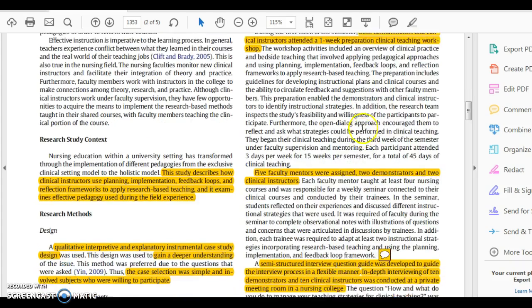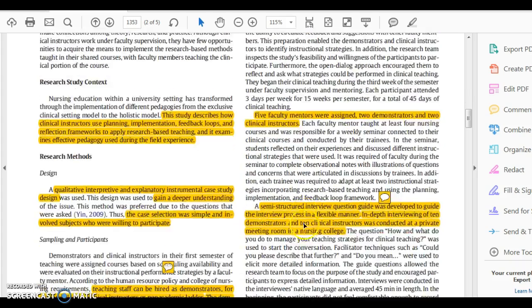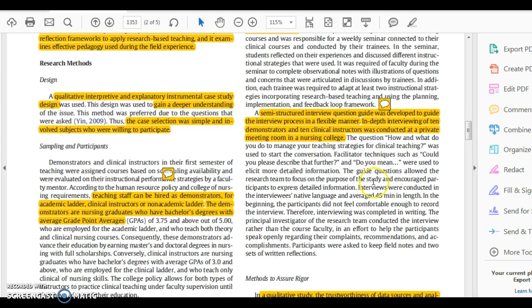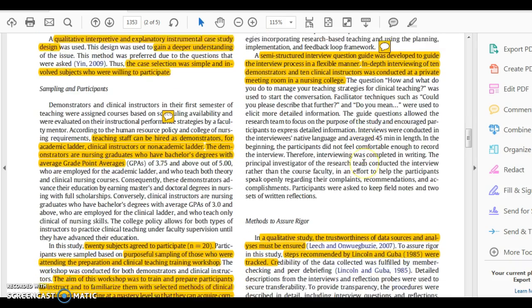Let me see here. They talk a little bit about the mentors. They talk about what they did. They start talking about how they collected data. Remember that data collection and data analysis are simultaneous in a qualitative study. So they had a semi-structured interview question guide. And they talked about how they were conducted in private rooms, and they listed some of the questions here.